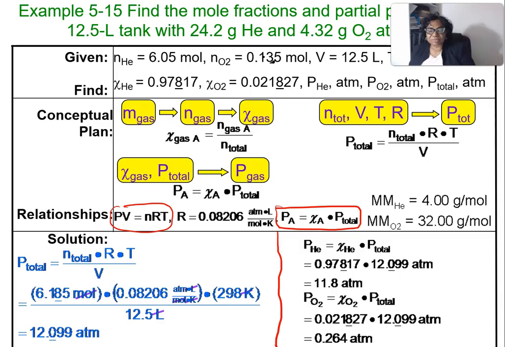So we are going to stop here for now. We'll continue with collecting gases.